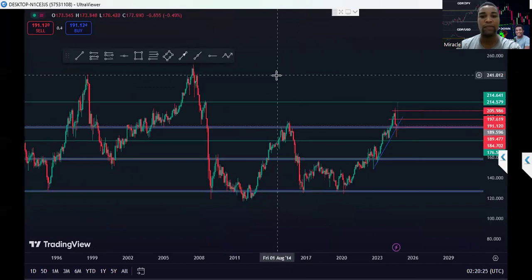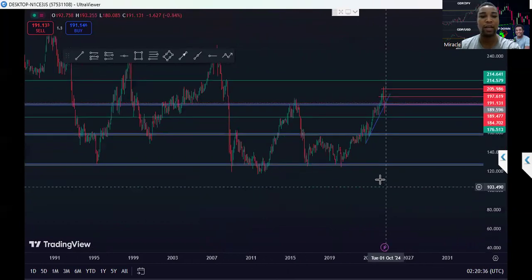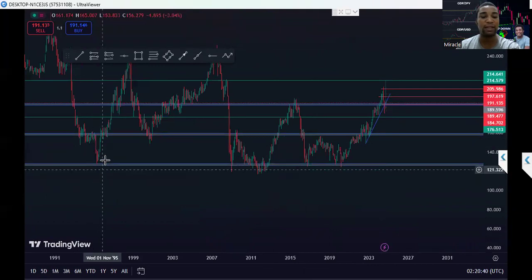When I go to the monthly time frame, I'm only looking for three things, which is the key levels. How do I map out my key levels? I just look for the areas where the market has rejected significantly.